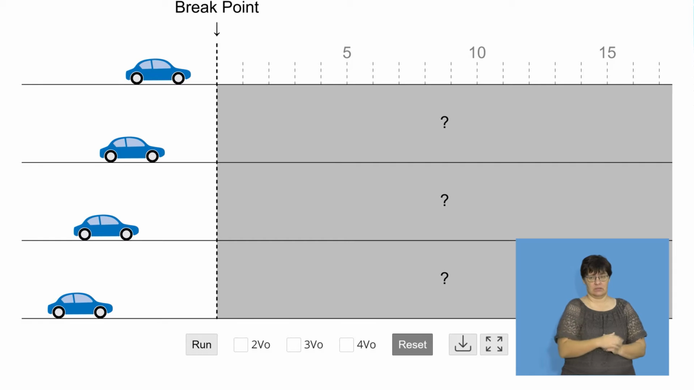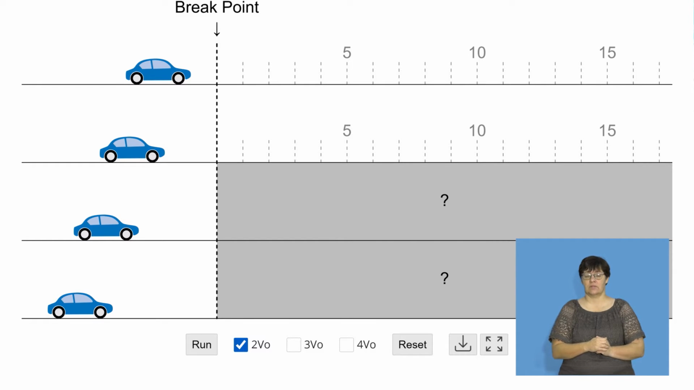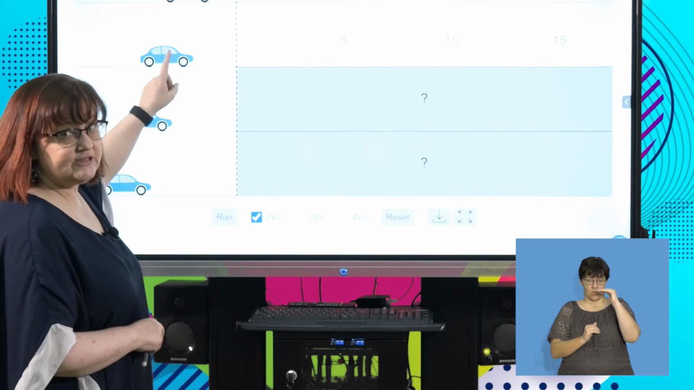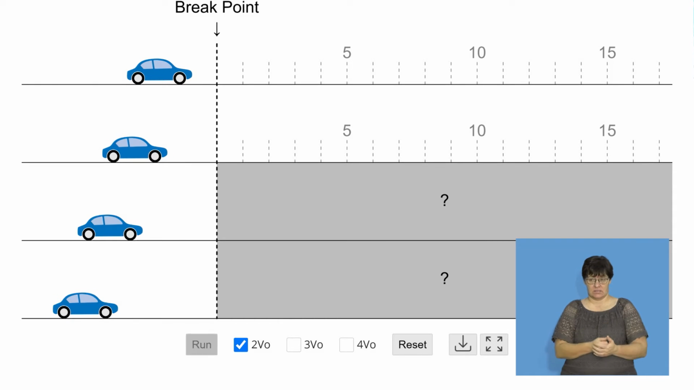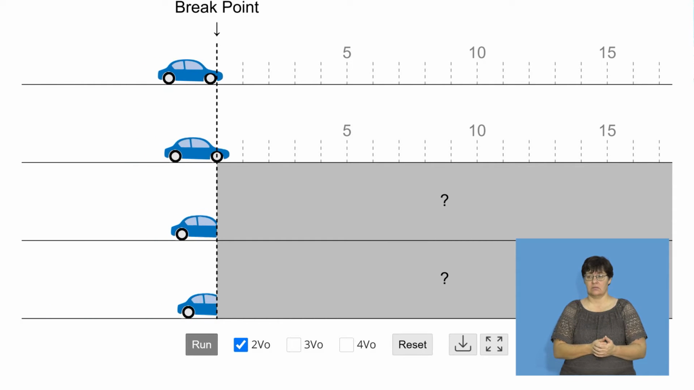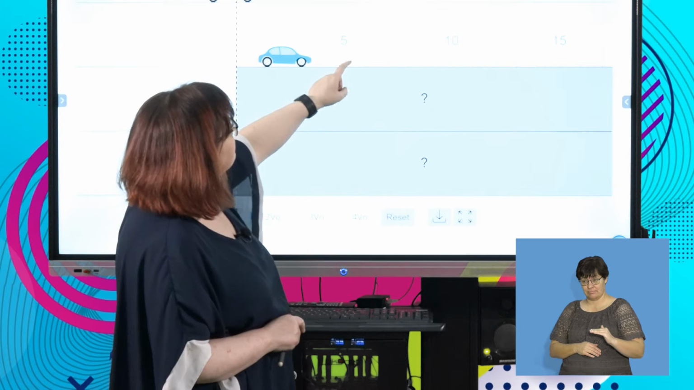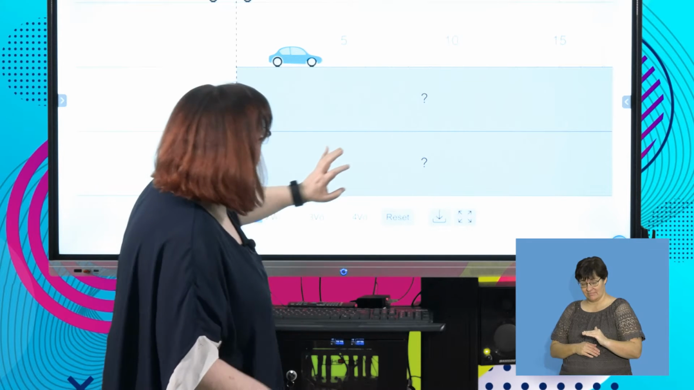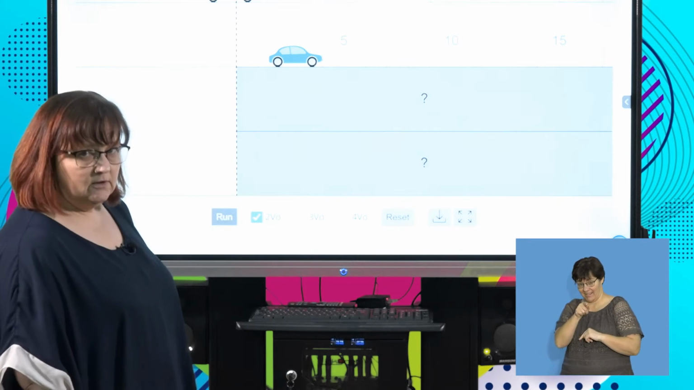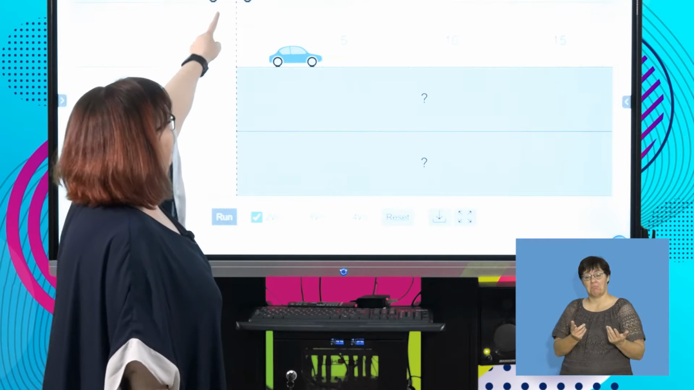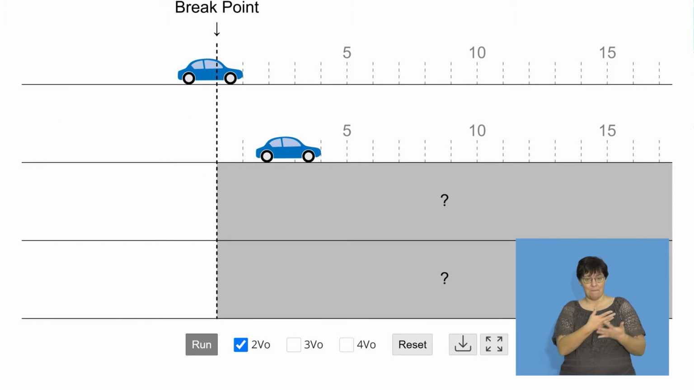Let's reset. So now we're going to have two cars. Now this car's going faster, so now I want you to watch. Okay, it's going to go, then it's got to stop, and oh boy, thanks. But it had more kinetic energy to start off with, so it travels far further because it was faster.